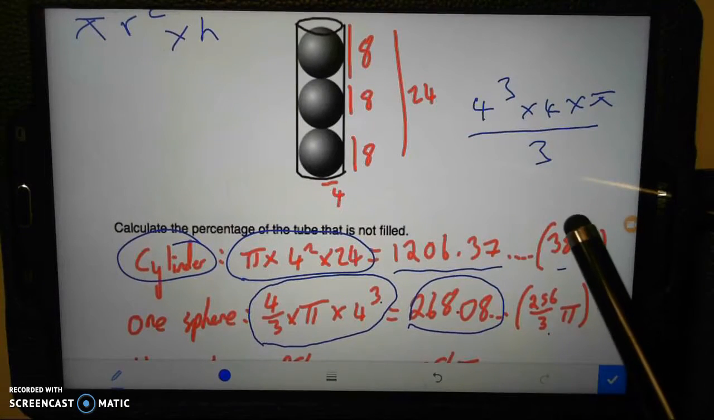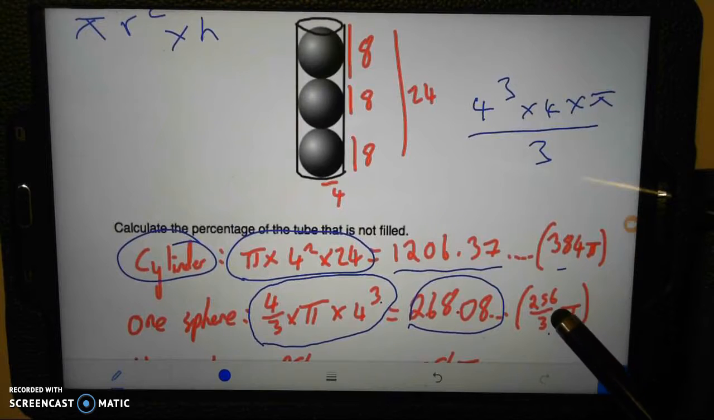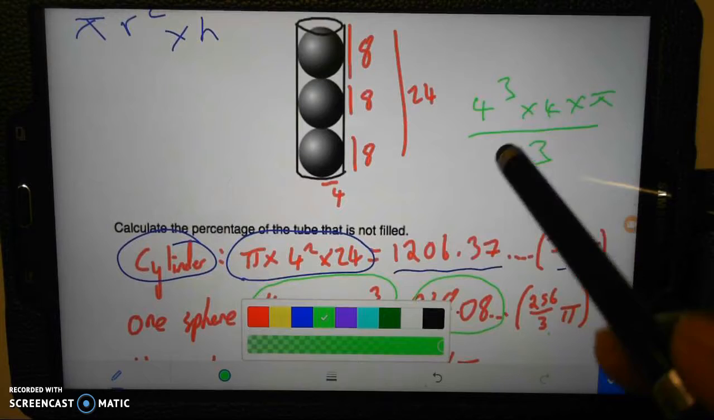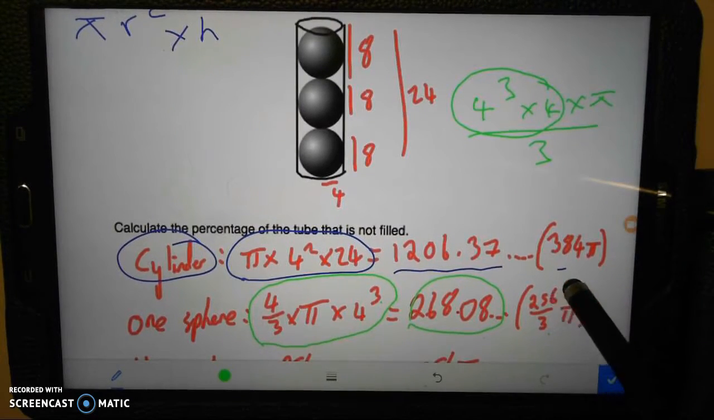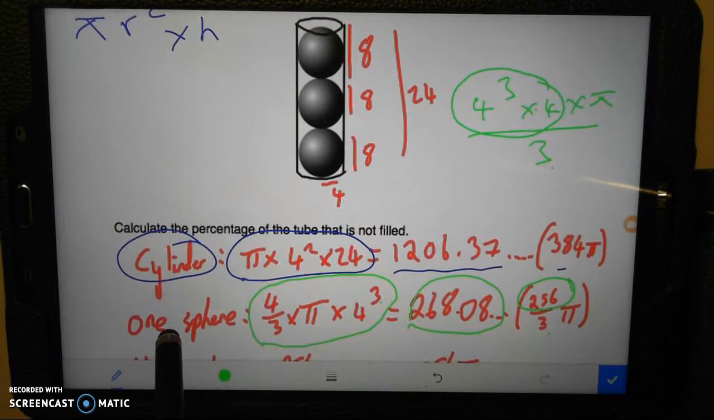Now, if you put into your calculator 4 cubed times 4, you see the answer is 256. So this bit here is 256. So 256 divided by 3, and then you still have your times pi. So 256 over 3 times pi. If you do it like this, it's better because it will be more accurate. So the volume of one of the spheres is 256 over 3 times pi.